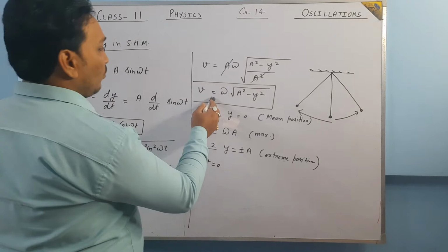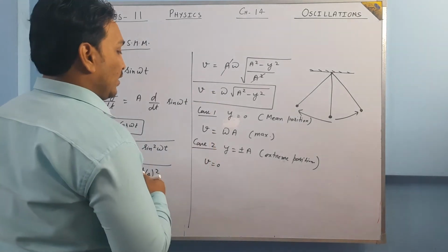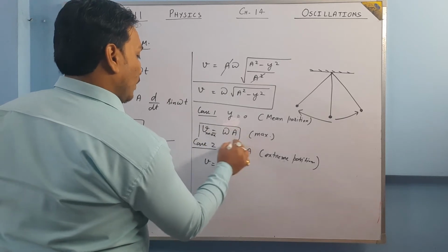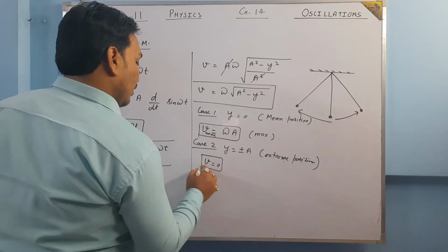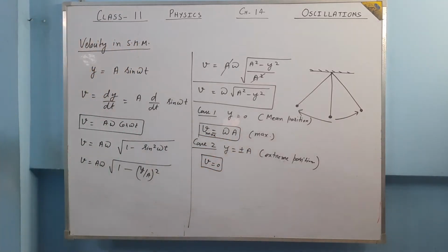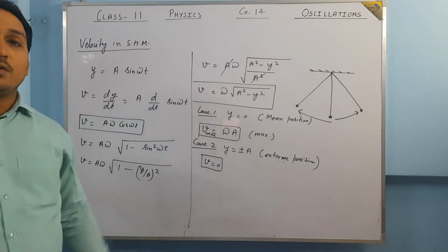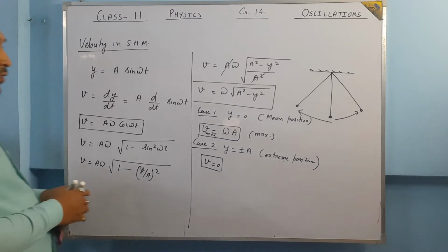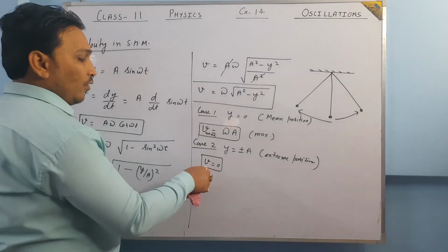This is the general formula, this is the maximum value of velocity, and this is the velocity at the extreme position. Okay, so from here we should note the value of velocity in terms of omega t, and in terms of displacement it is like that. Okay, now I'm going to calculate acceleration. I'm removing this from here.